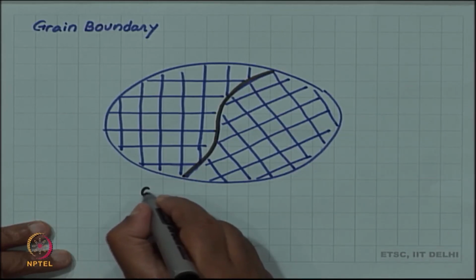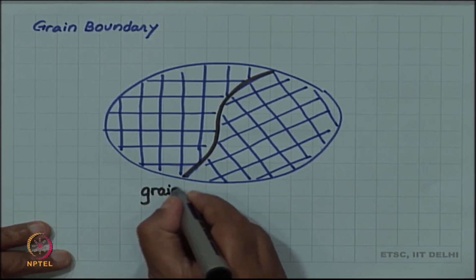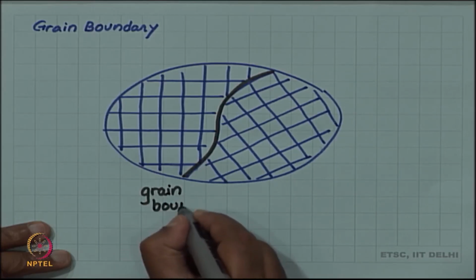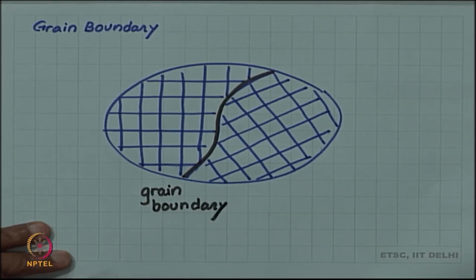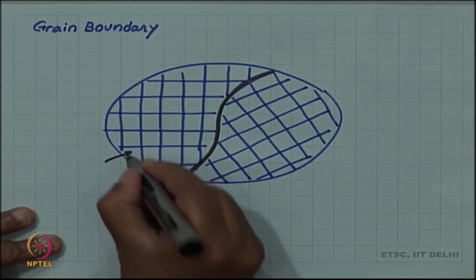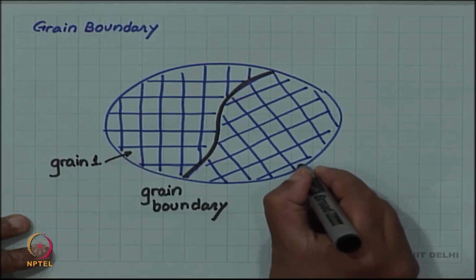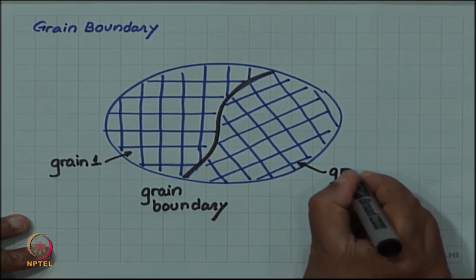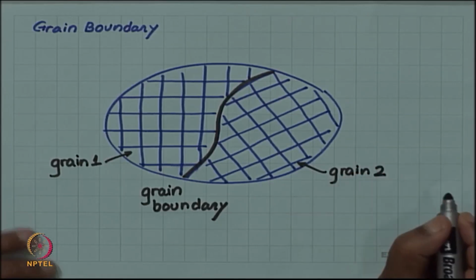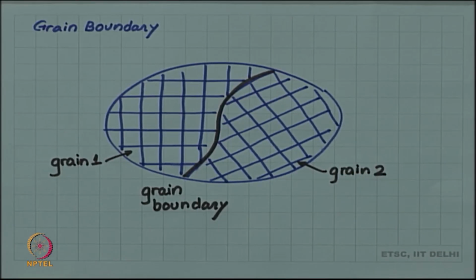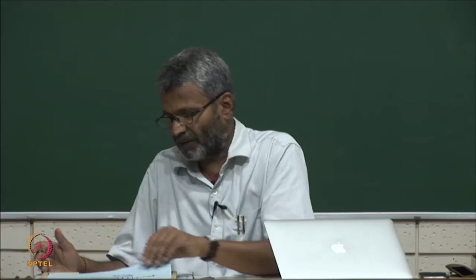So, this boundary will be called a grain boundary. This will be a grain boundary. We will call this one of the grains. So, this is grain 1, this will be another grain, grain 2, and this will be a boundary between grain 1 and grain 2. So, in fact, there are only two crystals here. So, two grains, and so it will really be called a bicrystal.